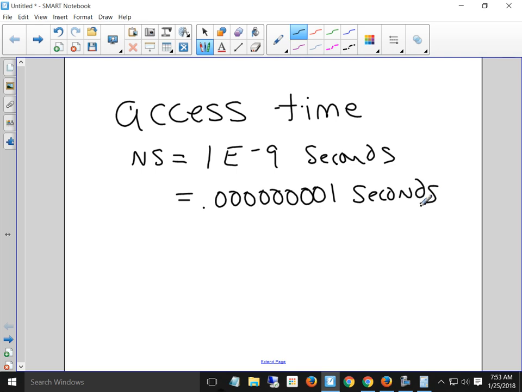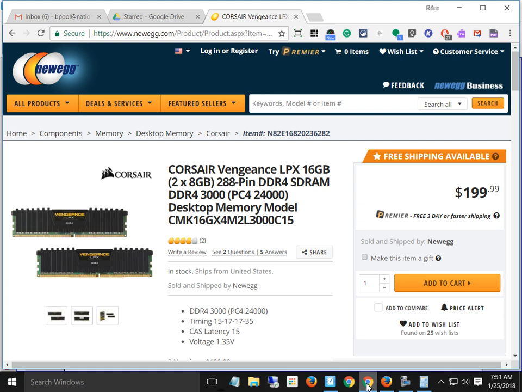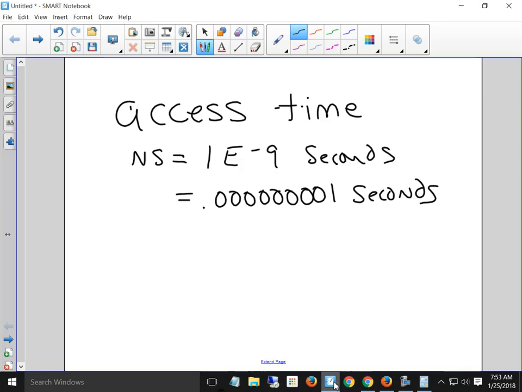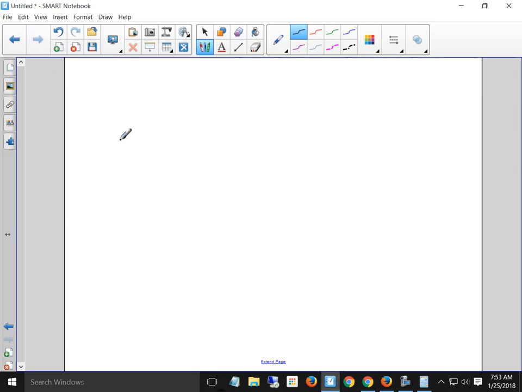And we're going to use this stick of RAM as our example, this Corsair Vengeance DDR4 3000 stick of RAM. The first thing we need to know is our CAS latency. We know CAS latency is the number of cycles it takes to write to RAM. So in this case, it's going to take 15 cycles to write to this RAM. And we're using CAS. Okay, and we know that we want it in seconds.